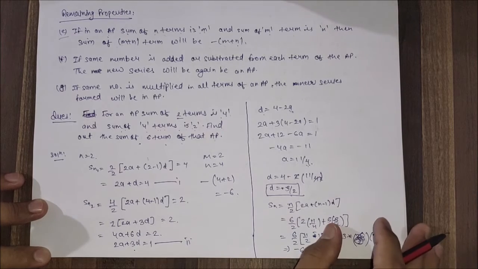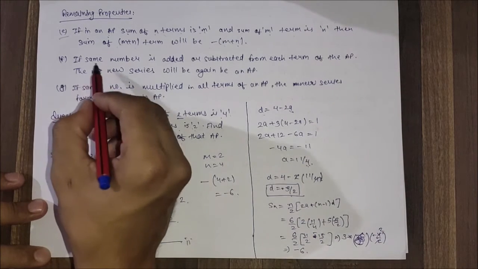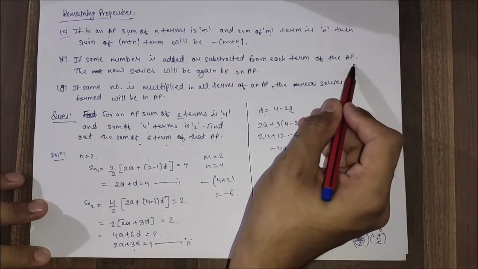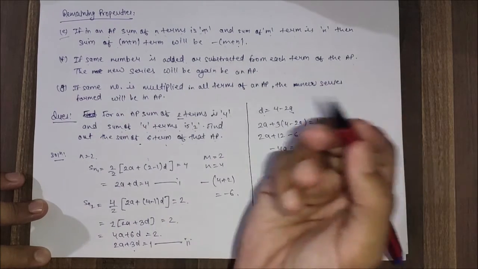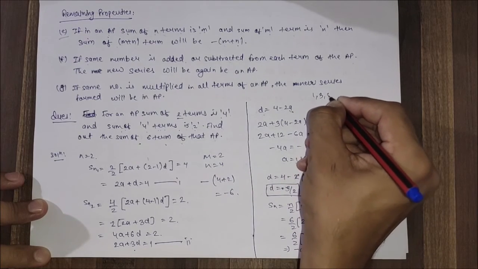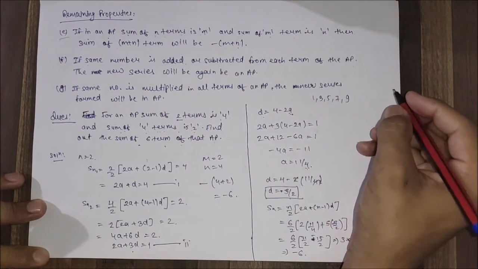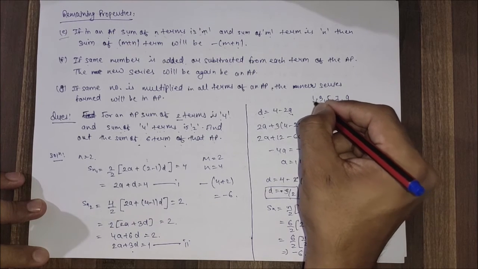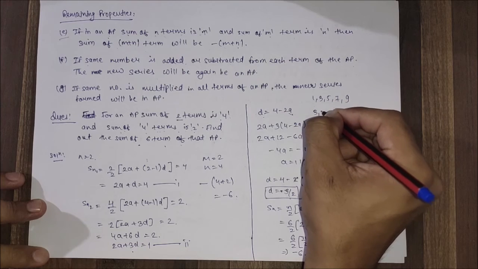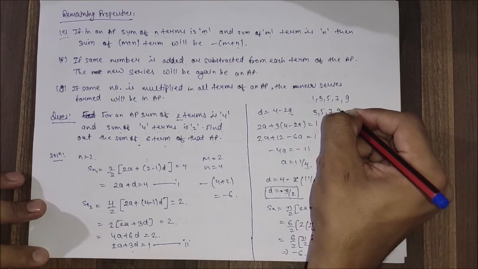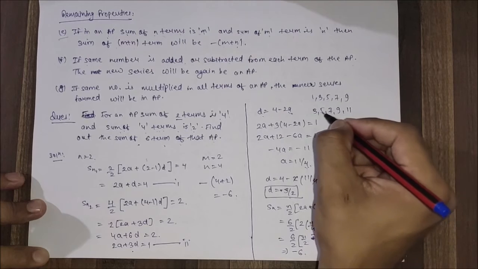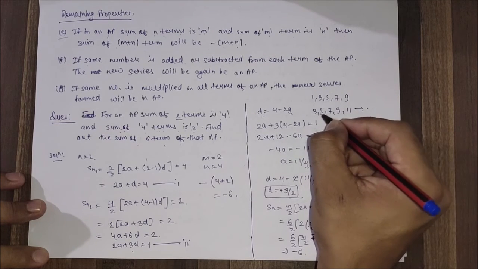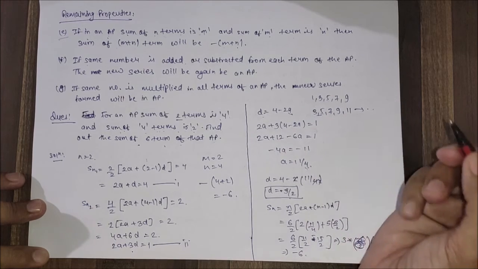Now property number 6 is, if the same number is added to or subtracted from each term of an AP, the new series will again be an AP. Let's assume one AP is 1, 3, 5, 7, 9, and if we add 2 to each term of this AP, then what do we get? 1 plus 2 is 3, 3 plus 2 is 5, 5 plus 2 is 7, 7 plus 2 is 9, 9 plus 2 is 11. We can see that the new series is also an AP because the common difference is still 2.